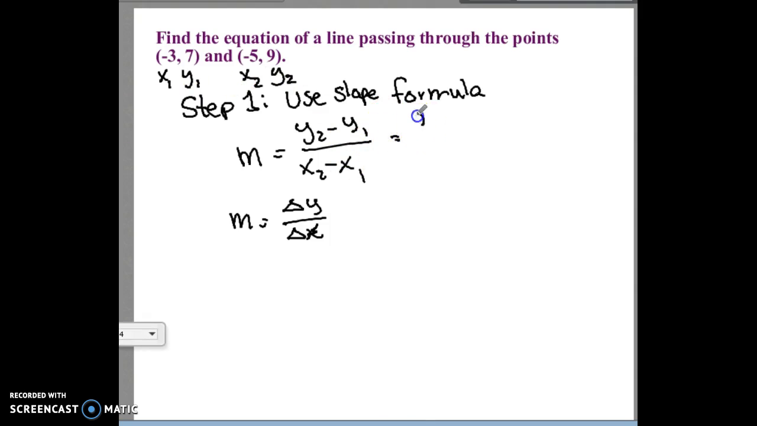And so my y sub 2 is 9. My y sub 1 is 7. So I have 9 minus 7 on the top. X sub 2 is -5, minus my x sub 1 which is -3. You need to be really careful here.